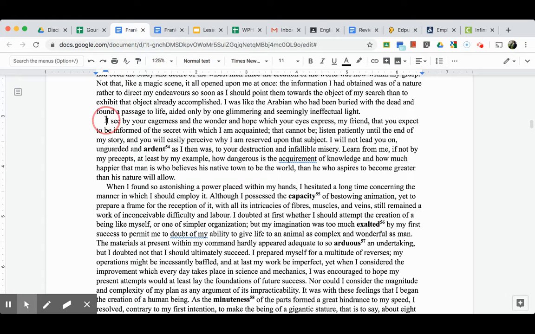Okay, so he says, I see by your eagerness. So just to remember who he's talking to, that he's telling this whole story to the captain, Robert Walton, on his ship. So he says, I think you're probably expecting me to tell you the secret, but that cannot be.